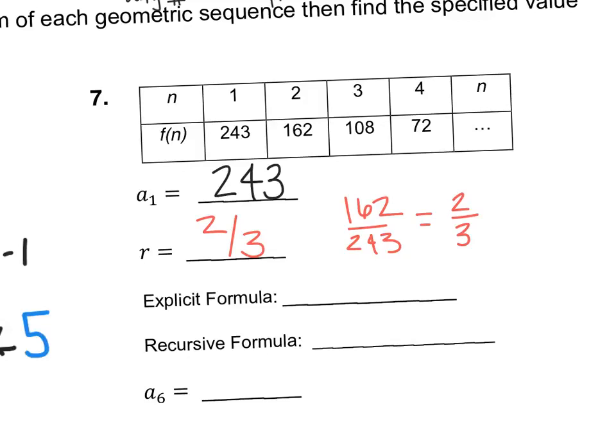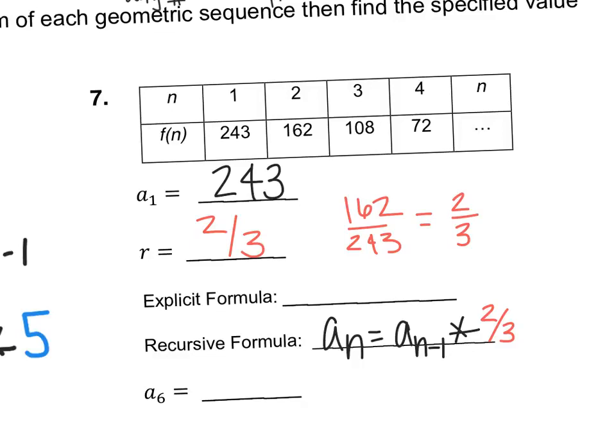And it wouldn't matter which pair of terms I use. Like I could do 108 divided by 162, or I could do 72 divided by 108. It's going to give me the same thing every time. Okay, so my recursive formula, I think that one's the easiest. So to find a term, you take the term right before it, and you multiply it by 2 over 3. So that's our recursive formula.